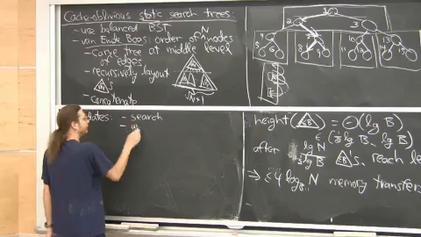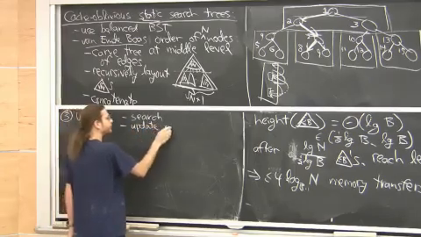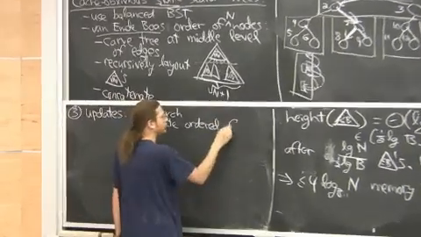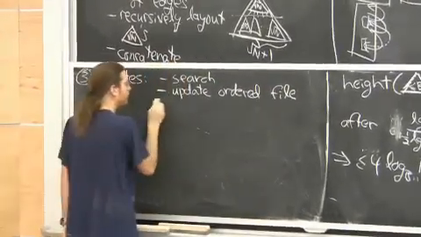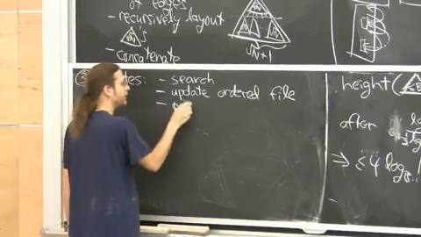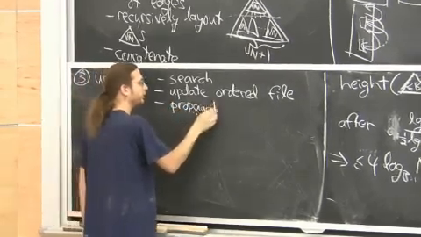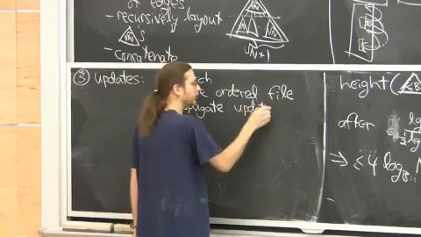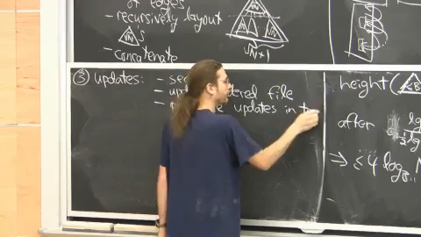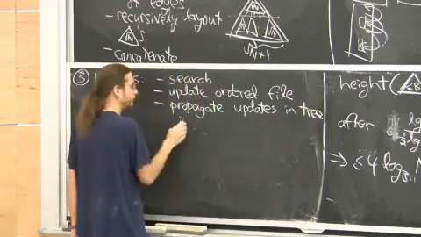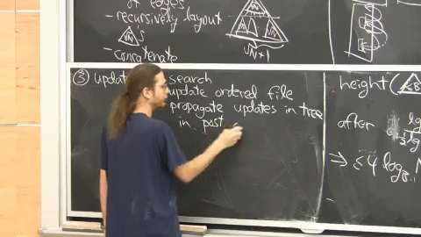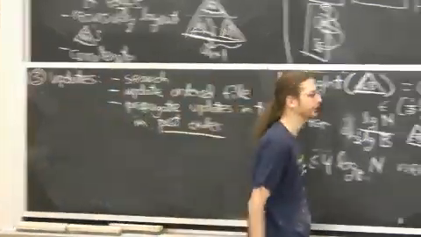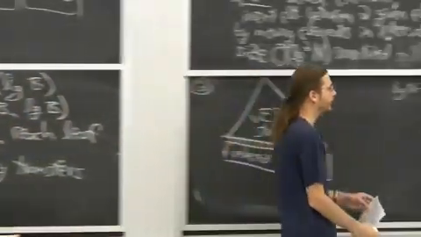Then it updates the ordered file. That's going to take log squared n over b. And then we want to propagate changes into the tree in post-order traversal. That's the one thing I wanted to specify. It actually matters in what order I update the items.